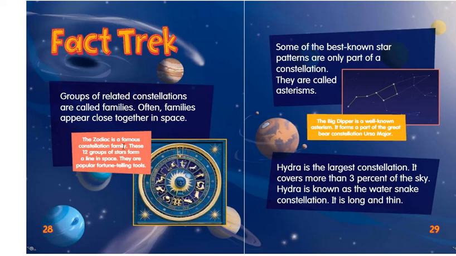And lastly, the zodiac is a famous constellation family, which you may be familiar with. These 12 groups of stars form a line in space, and they are popular fortune-telling tools. So if you happen to know your own zodiac symbol, based on the time of year you were born, you might be Sagittarius, you might be Pisces, you might be Scorpio, Gemini. All of those actually have their own constellation in the night sky. So if you're curious about what yours is, maybe look up what month you were born, figure out what zodiac sign it is associated with, and then maybe do a Google search for the constellation for that sign and see what yours looks like.